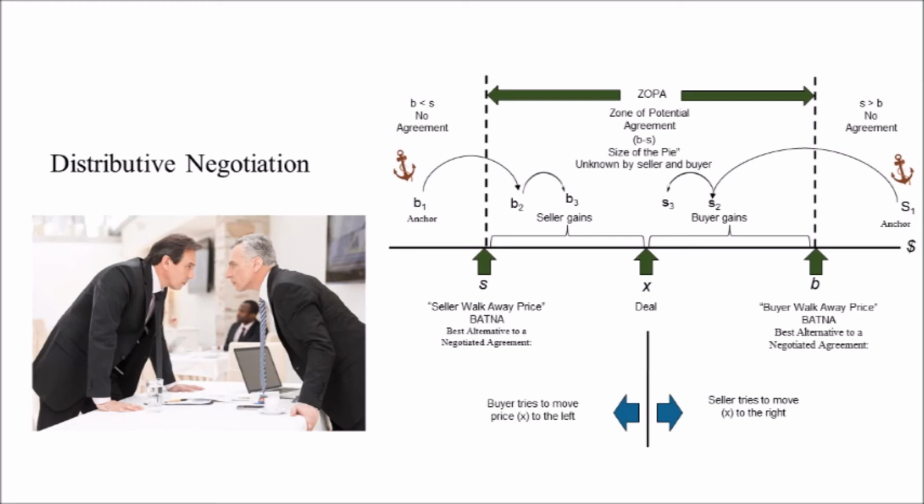Now look at the diagram and observe BATNAs are signaled by dotted lines. Pay attention to the B and S of BATNAs close to green arrows. Did you notice B BATNA is at the right while S BATNA is at the left? It should be that way because B BATNA and S BATNA set limits to the buyer and the seller.